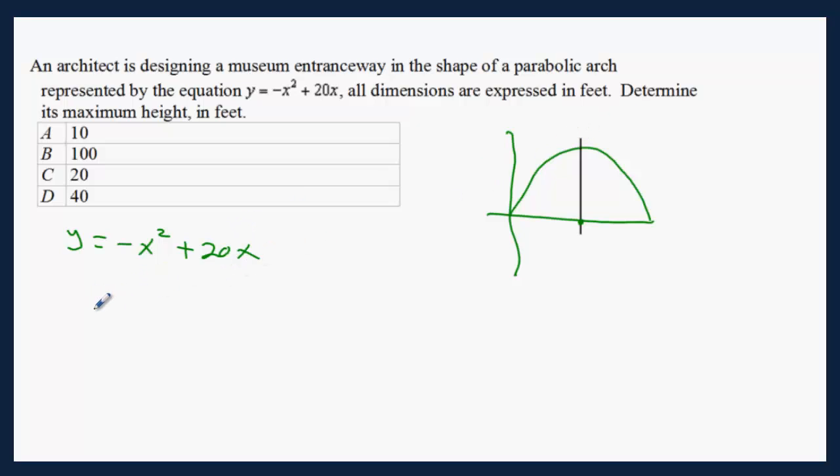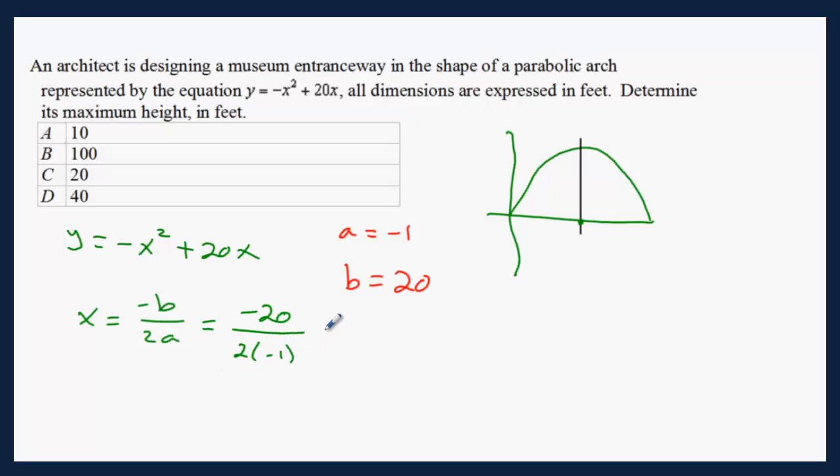The axis of symmetry, x equals negative b over 2a, where a is the coefficient of x squared, in this case negative 1, the number beside x squared, and b equals positive 20. Now we'll substitute this in here, so that's negative b, which is negative 20, divided by 2 times a, which is negative 1. That's going to be negative 20 over negative 2, which is positive 10.